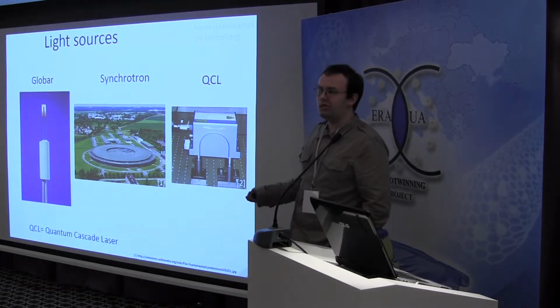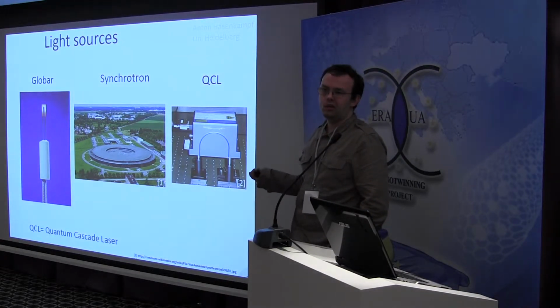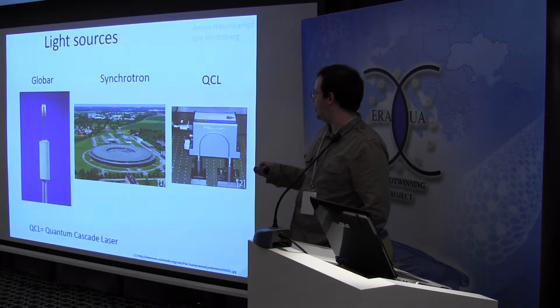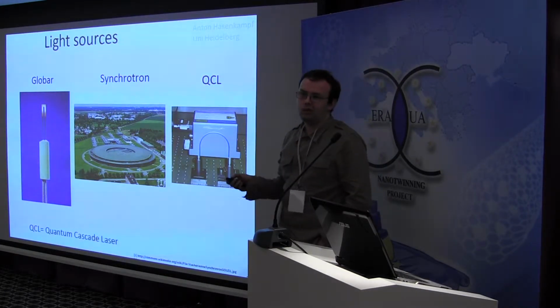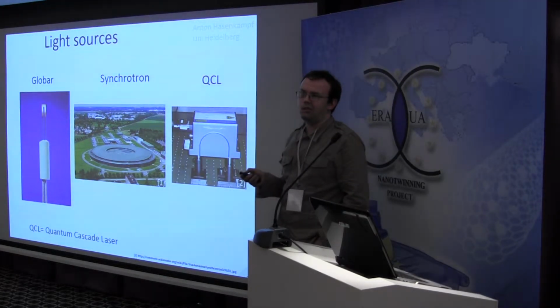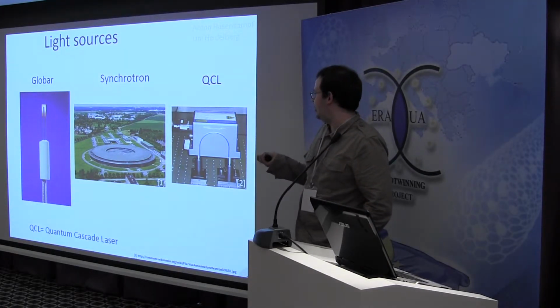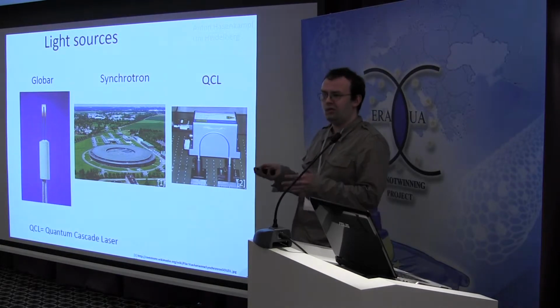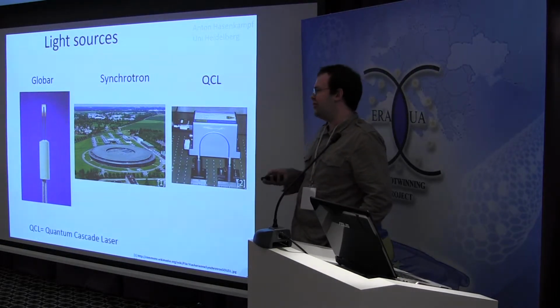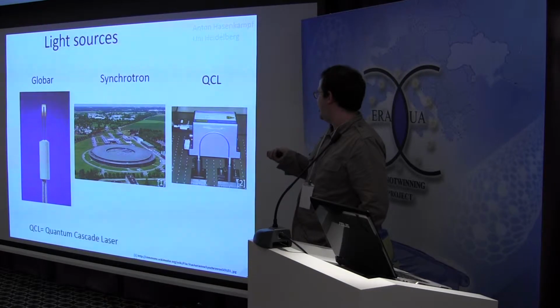Another source which is used normally is the synchrotron. Here you see the picture of Soleil, near Paris in France. Our group has measured there a few times already. As you can see, it's a gigantic machine. It's working with electrons and it has the size of this hotel, I think.